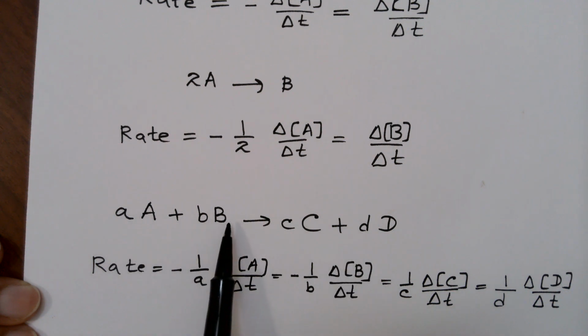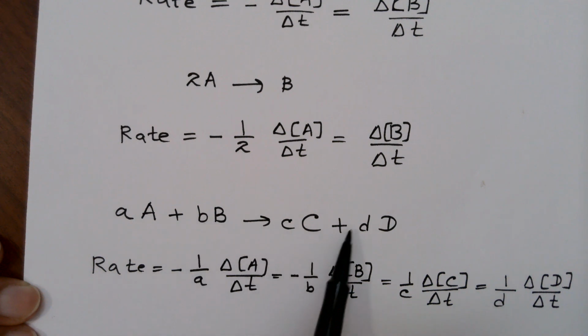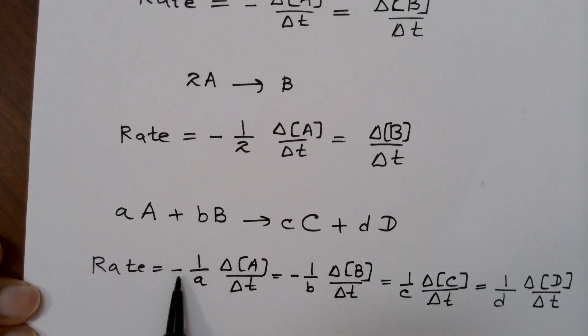Always, the stoichiometric coefficients we have to write as a fraction. And for the reactants, we need to add negative signs, which indicate decreasing concentrations with time. But for the products, it is positive, which indicates that with time their concentration is increasing.